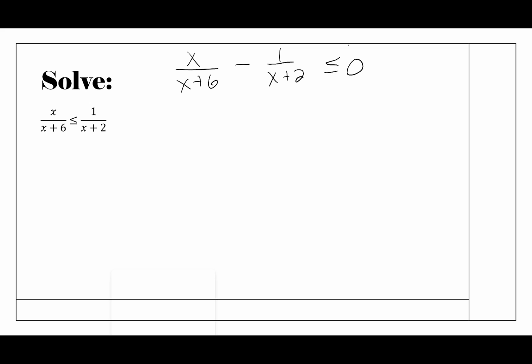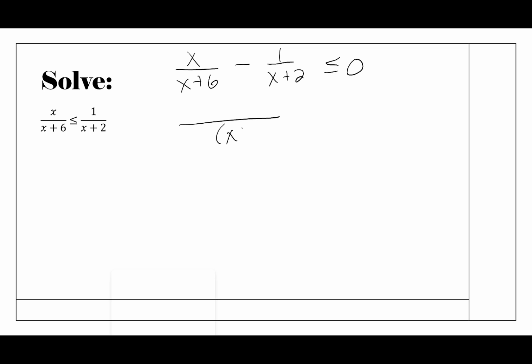You cannot do that when you're solving inequalities because if I multiply by x plus 6 or x plus 2, I don't know if that expression is positive or negative. It's going to change. And because it changes from positive to negative, the sign of the inequality would change from less than to greater than. So you don't want to touch that at all. You want to do it a different way, which is to find a common denominator.